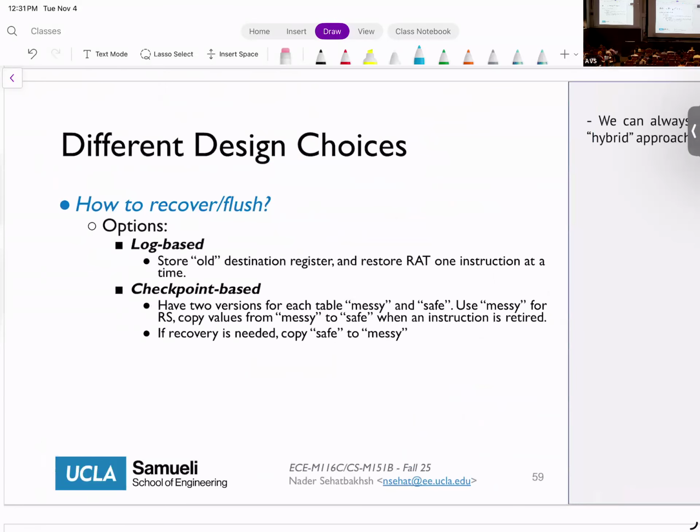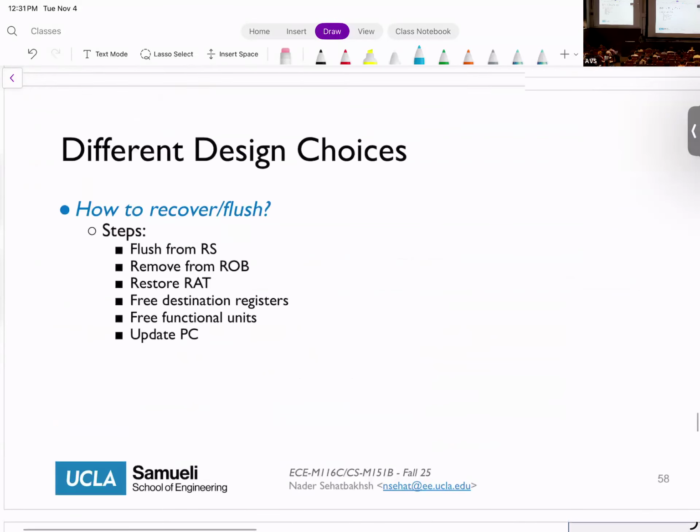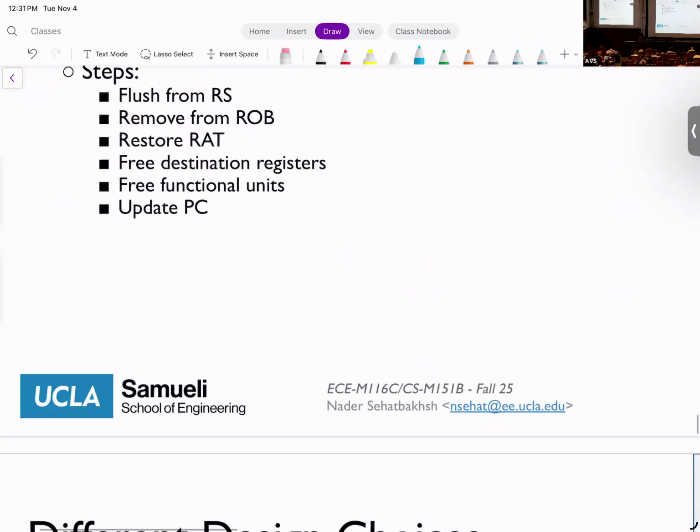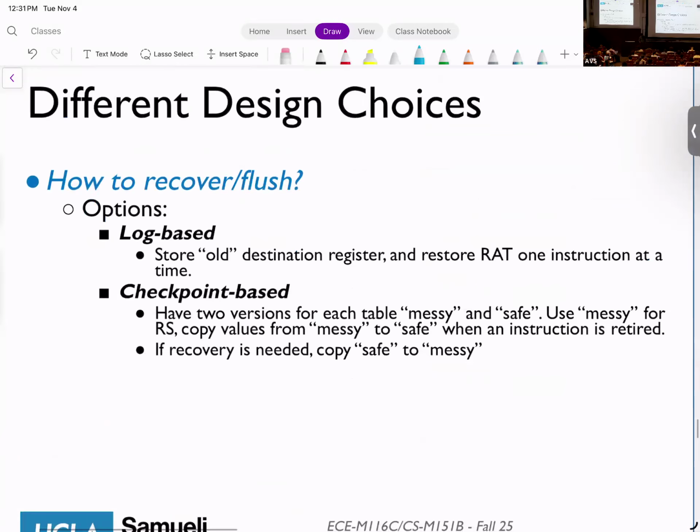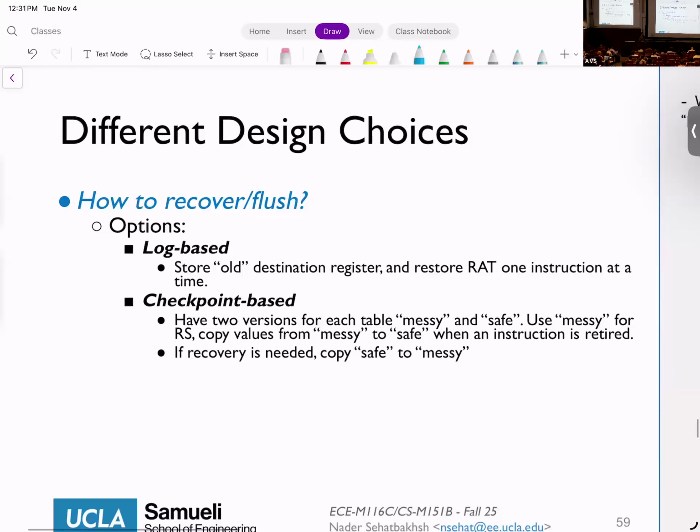All right, how exactly do we recover all of these things? There are typically two ways of doing this. There is the log-based approach, where you store the logs. Remember, we said we also store the old destination register, the old PC, and so on. So when we go one by one and recover them, that's one way of doing this.